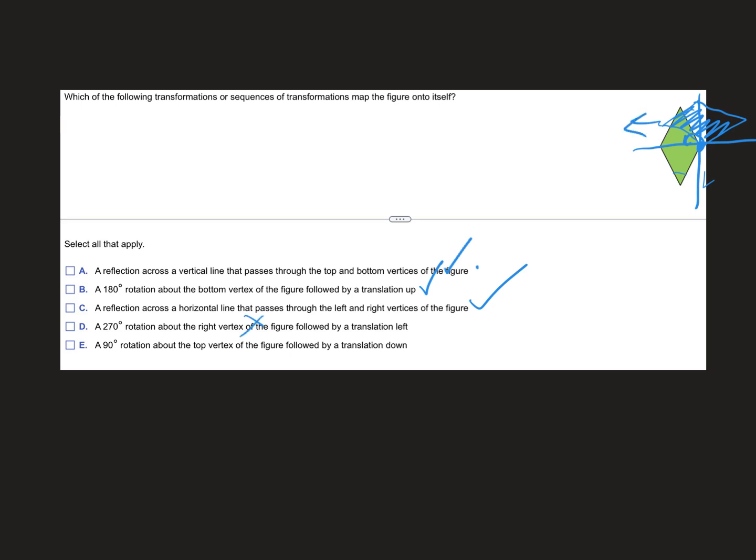And then a 90 degree rotation is going to give me this kind of horizontal guy. It's going to be this way instead. And then a translation, it doesn't matter where I translate it, it's off. So this for me is A, B, and C.